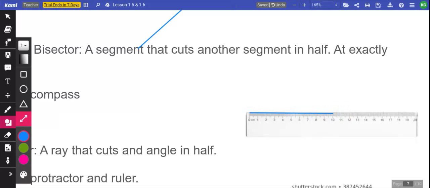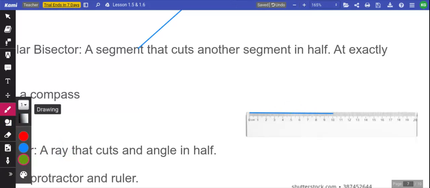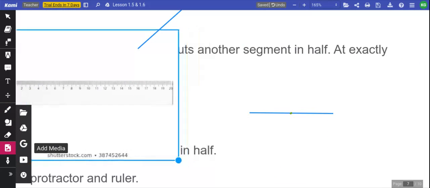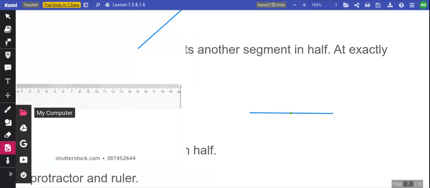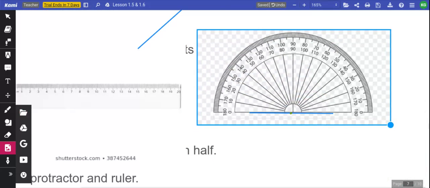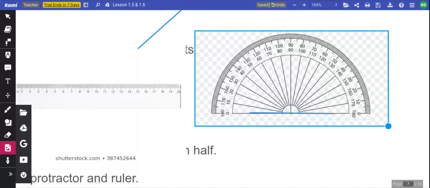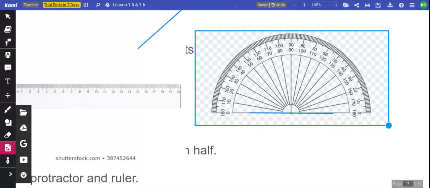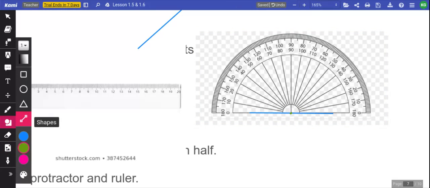So I'm going to do a 10 centimeter line, and half of that would be at 5. Now, when I put the mark at 5, the next thing I'm going to need to do is find my protractor and use my protractor to make sure that when I draw my bisector this time, it's cutting my line in half, but also that it is cutting it in half at 90 degrees.